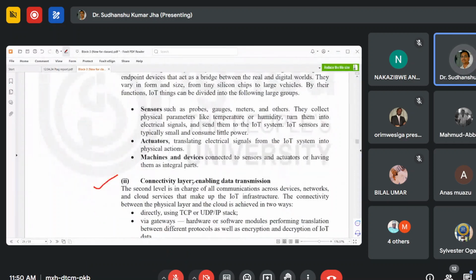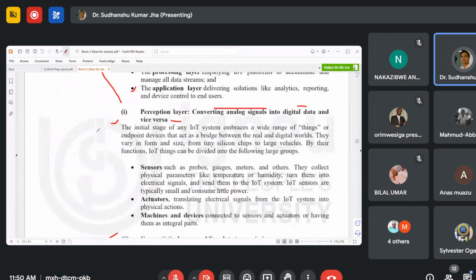So we have seen the perception layer. So we have four layers here. The layering approach is basically designed to work efficiently.